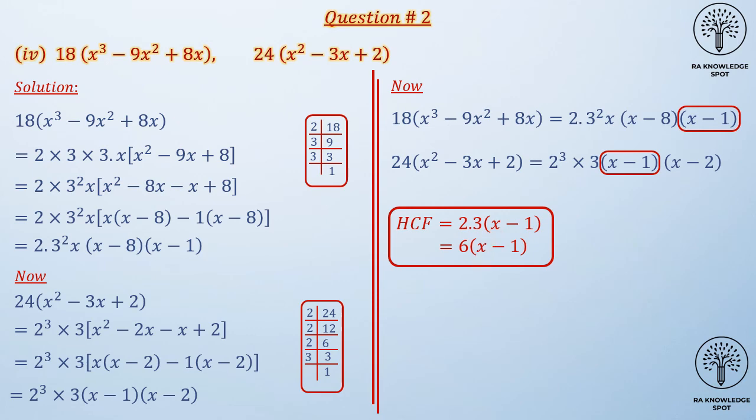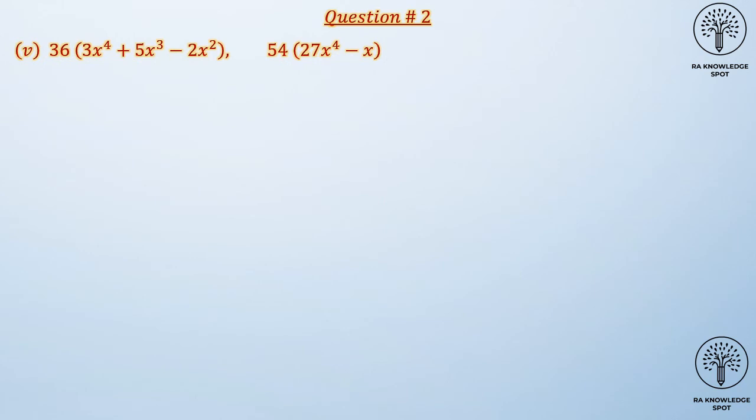Moving towards the next part, 5. So here is the question in front of you. Again, something is common, but this time what is common actually? Now 4 is the highest power and the least power is x power 2. So we can take x power 2 as common. Here we have 3x2 plus 5x minus 2.